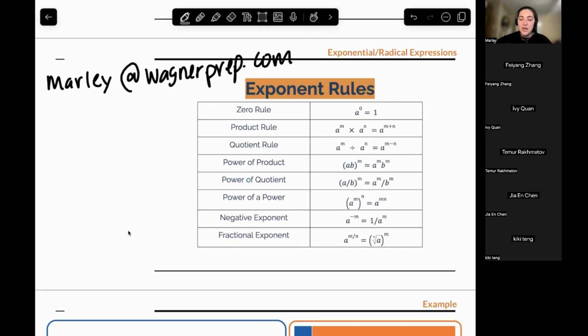Yeah, like these would have to be memorized. Most important ones are definitely our product rule, our quotient rule, power of a power, and dealing with fractional exponents. So that's when we're dealing with our radicals and all that kind of stuff, when we're taking like a cubed root. So this is what we were talking about a little bit yesterday too, like with our roots.